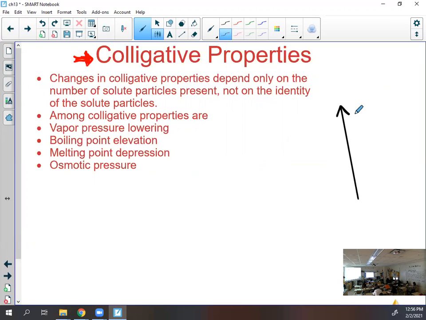I got to figure out what's going on with this thing once in a while. Anyway, so the solution that surrounds the ice cream tube is colder than it really should be. Anyway, colligative properties. Yeah, because it drops it. Right. So this is so annoying.